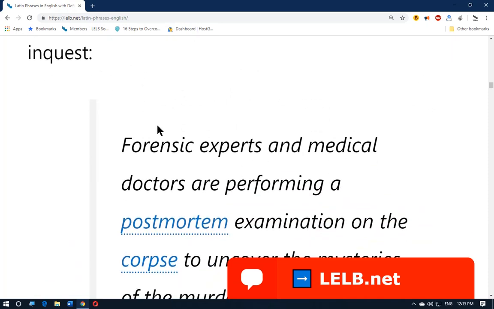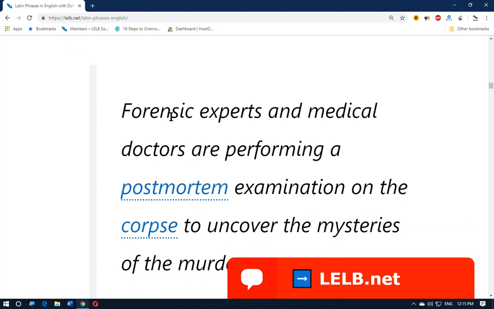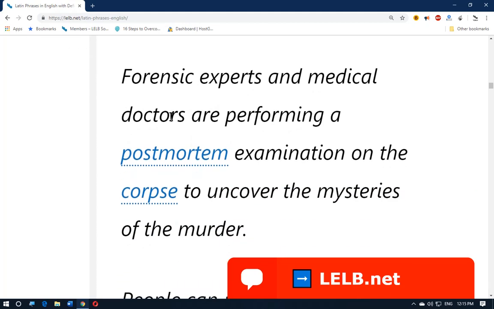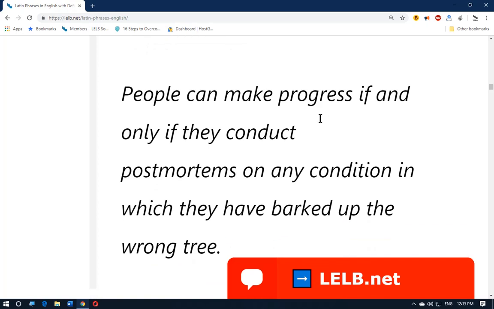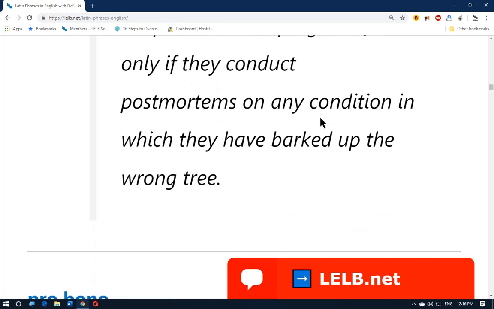Forensic experts and medical doctors are performing a post-mortem examination on the corpse to uncover the mysteries of the murder. People can make progress if and only if they conduct post-mortems on any condition in which they have barked up the wrong tree. It means they have used their energy in a wrong direction, mistakenly.